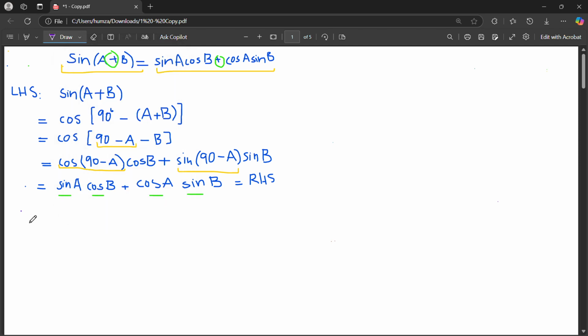Okay, so now we have sin A minus B, which will give us sin A cos B and negative cos A sin B. Now we are going to prove this compound angle.